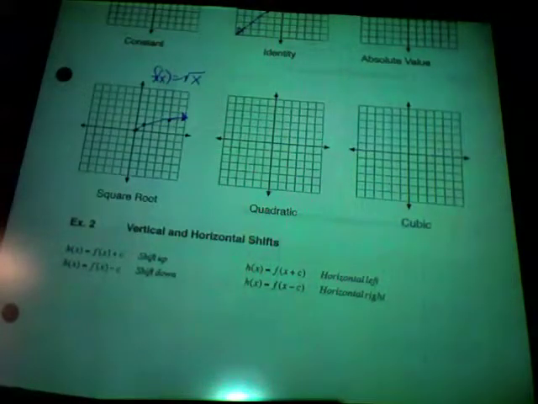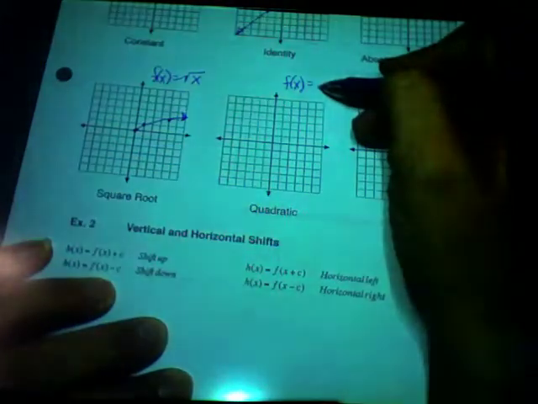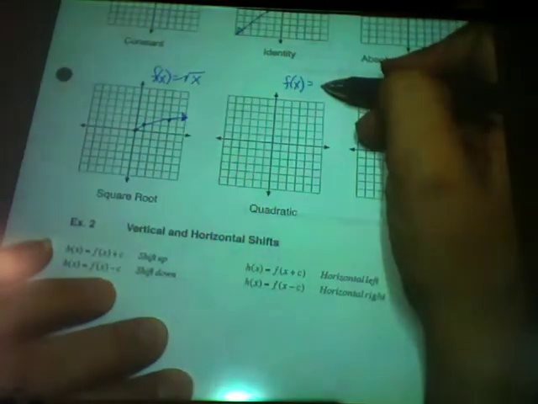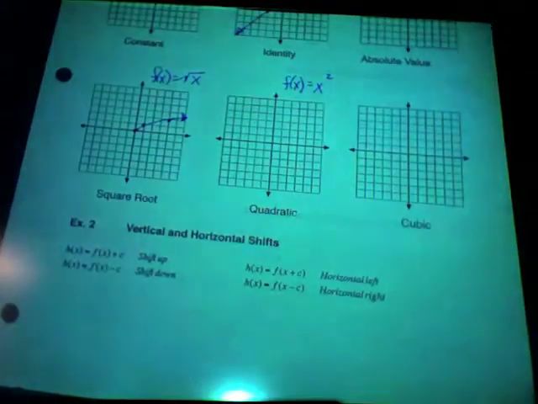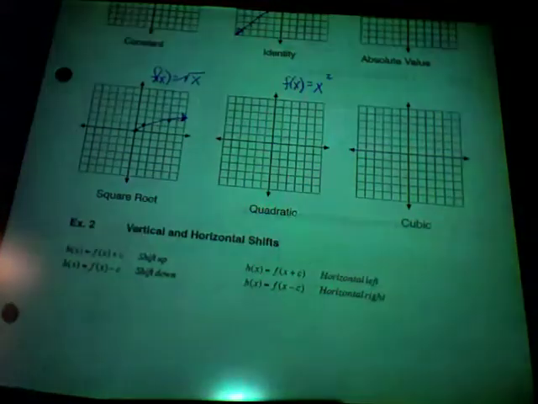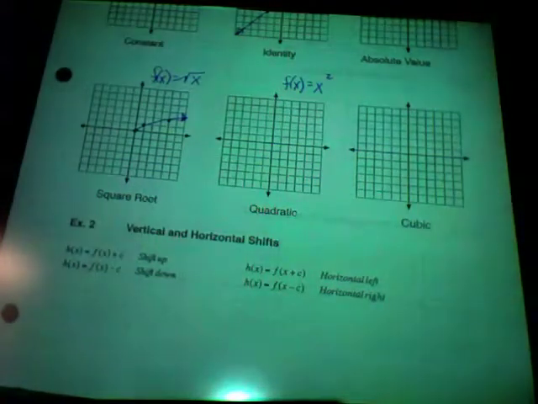Quadratic, what's the shape of that? What's the highest degree of a quadratic? X squared. So it's y equals x squared. Doesn't that look like a parabola? And the only parabola that's a function are parabolas that open up or down. Parabolas that open right and left are not functions, so we're not looking at them right now.